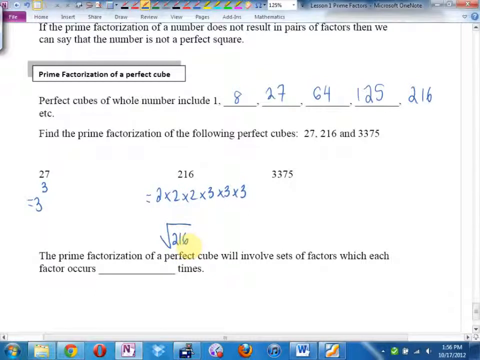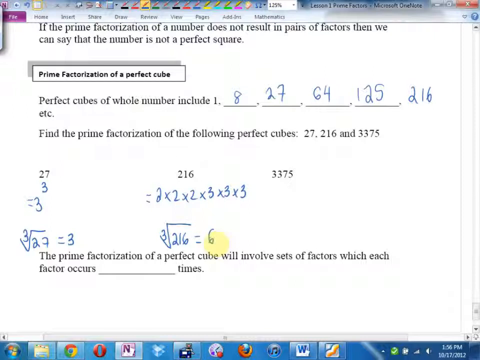Does anybody know how I turn that into a cube root? It's actually a nice little system. Right here, I put a 3. Now it's cube root. Why did I put a 3? It's because it comes from cubed to the third power. In fact, we would say this. The cube root of 27 is 3. The cube root of 216 is 6.